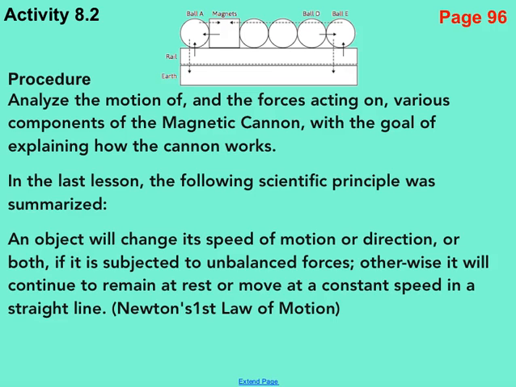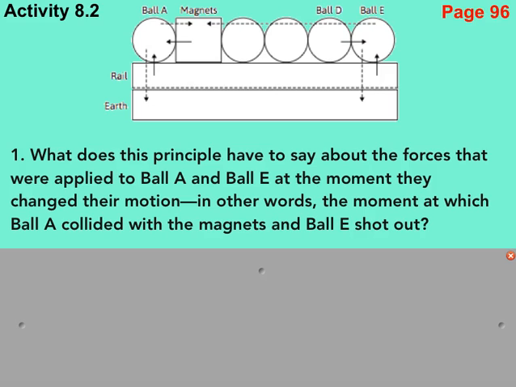In the last lesson, you saw this scientific principle. If it wasn't the last lesson, it might have been the lesson before that. An object will change its speed of motion or direction, or both, if it is subjected to unbalanced forces. So things don't speed up or slow down, and they don't change directions, unless they're subjected to unbalanced forces. Otherwise, they will continue to stay at rest, or move at a constant speed in a straight line.